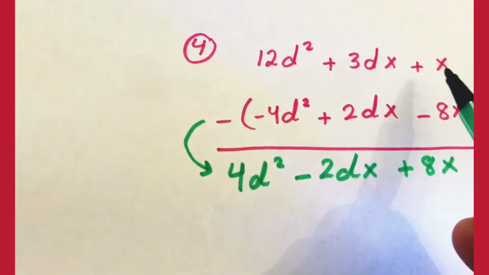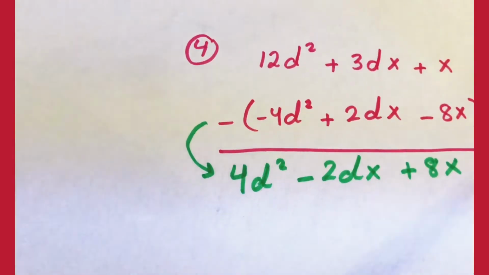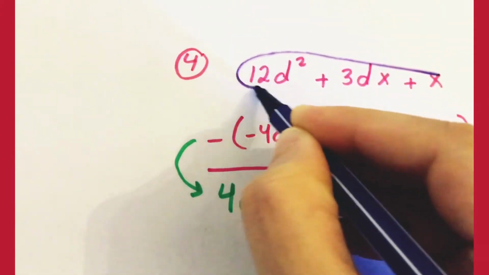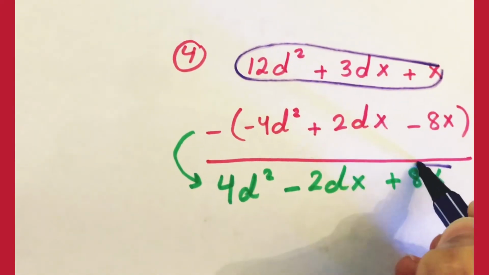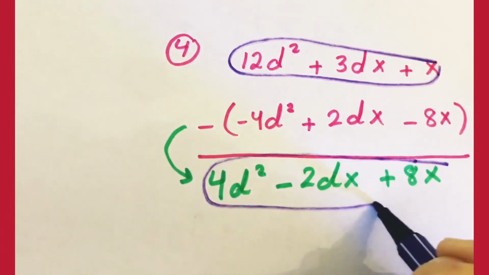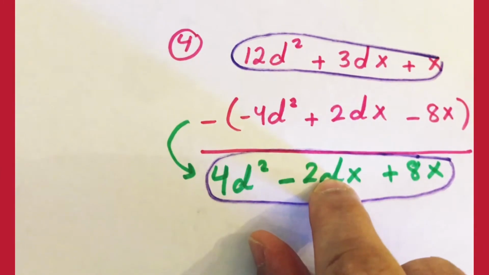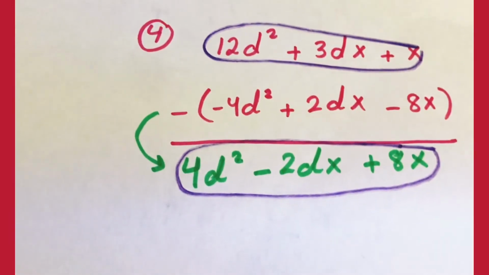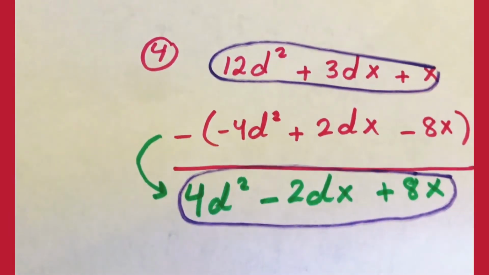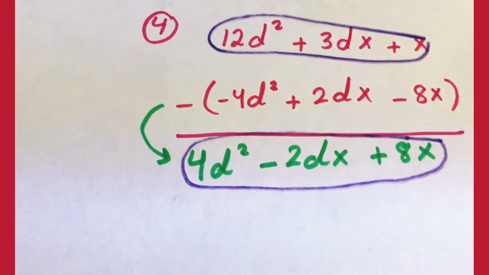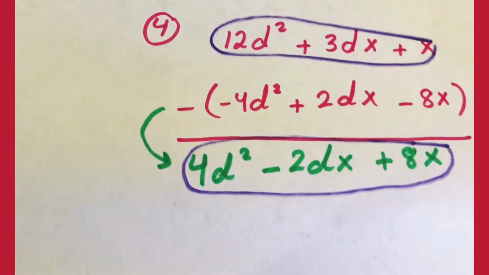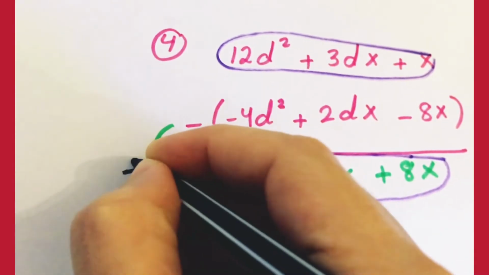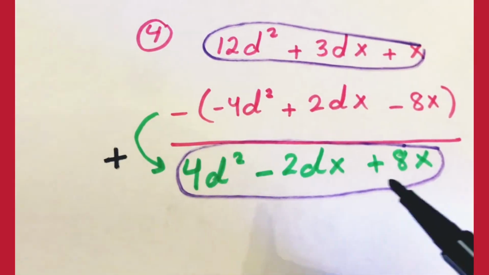Now I will add this polynomial with this polynomial. I'll put a circle on this one with this one. By the way, this one is the same as this one, just I'm going to, because the minus is opposite of plus. Okay, let's add. 12d square, and now we have plus. Okay, we change the negative to positive.